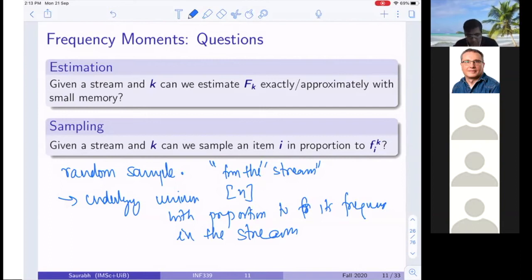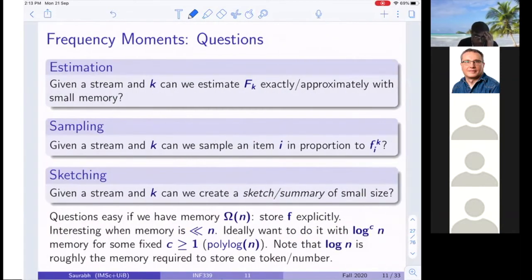So you understand the difference? Look, you have a stream and you want to sample some elements from the stream. That's one question. Versus I would like to sample something from my universe from 1 to n, but from this particular stream, I want to sample with respect to the object's frequency. So this differs. Otherwise, for a sample of size m, things will look very similar. But here, think of this as weighted sampling where the weight depends on the stream itself. So this is another question which we would like to ask. And another important question is, given a stream, can we create a sketch summary of small size?